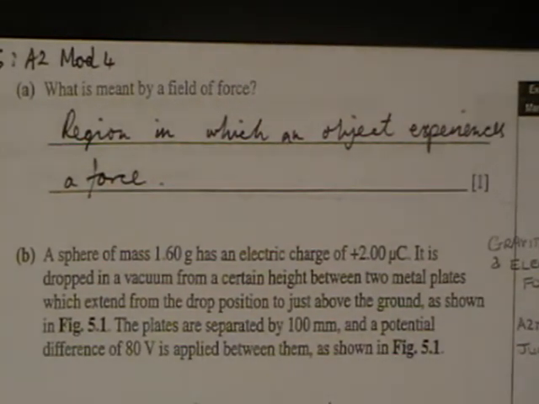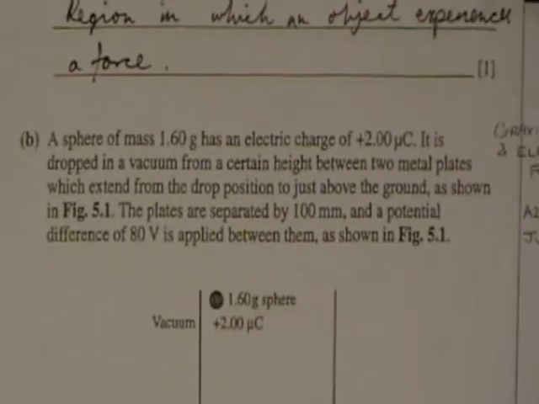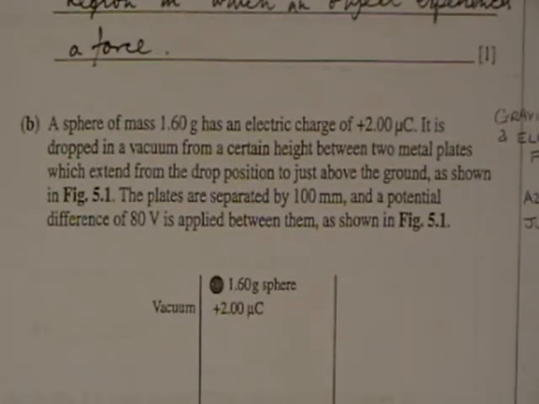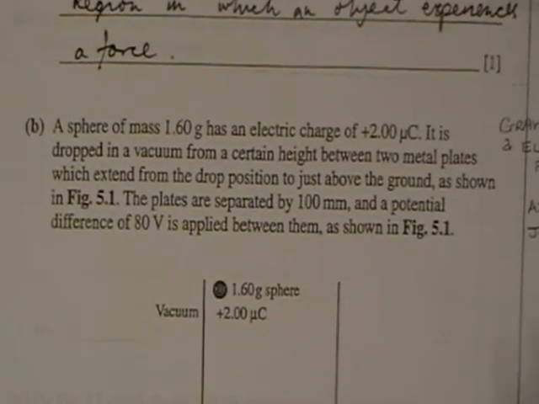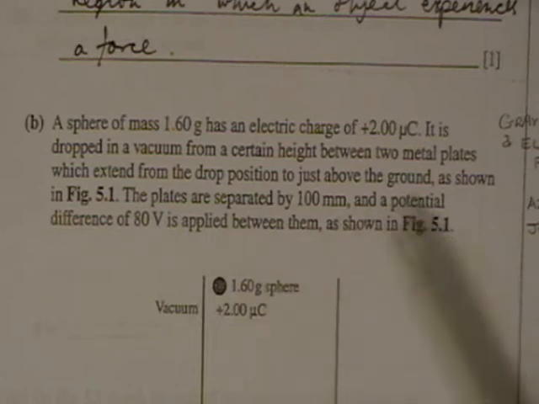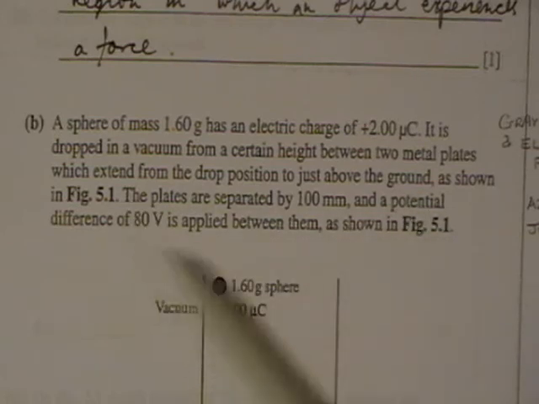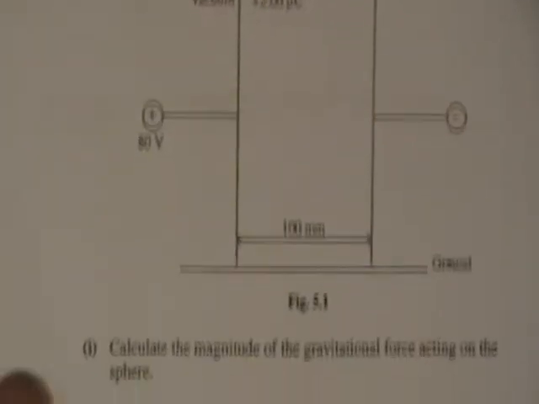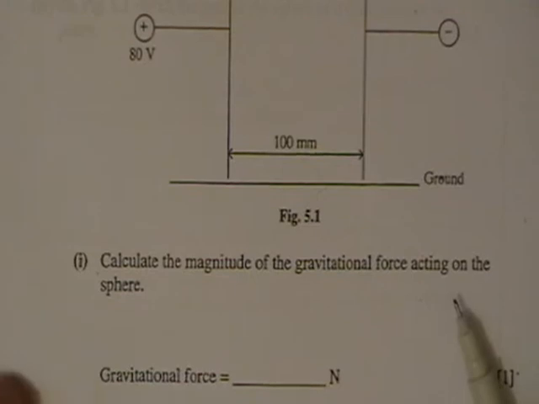A sphere of mass 1.6 grams has an electric charge of 2 microcoulombs and is dropped in a vacuum from a certain height between two metal plates. Again, this is another question which is similar to one that was asked before. The plates are separated by 100 millimeters and a PD of 80 volts is applied between them. First of all, we're asked to calculate the magnitude of the gravitational force acting.